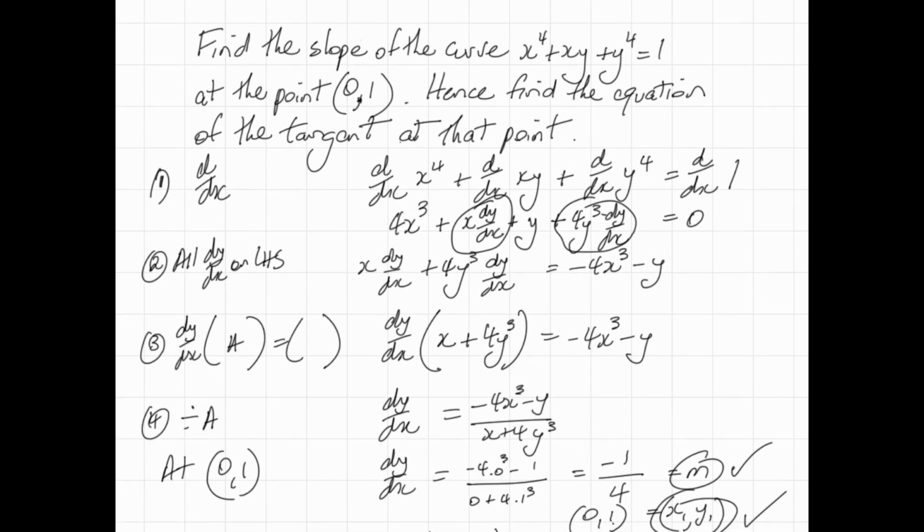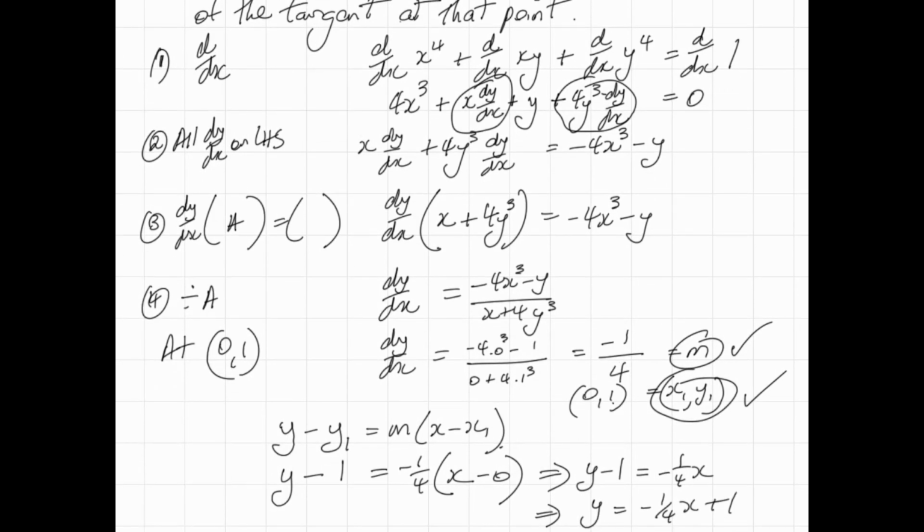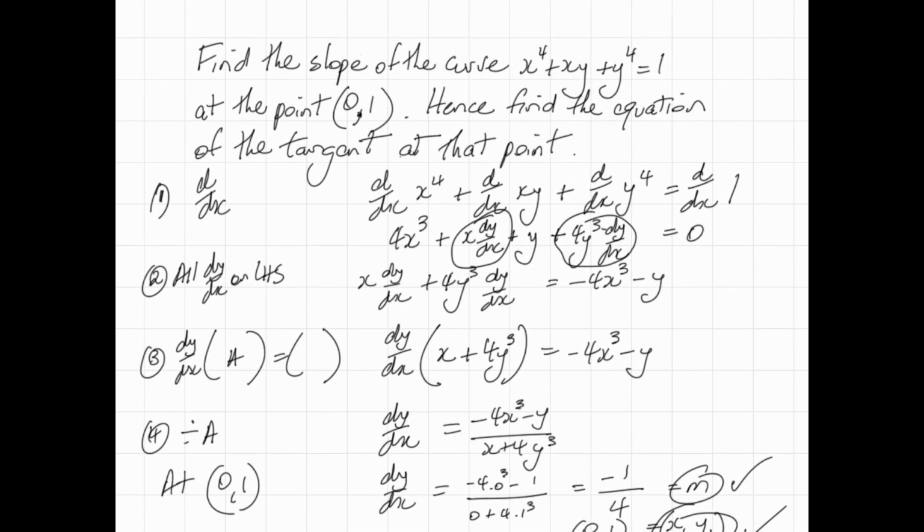Going back and just doing a recap, firstly we need to identify that we've got implicit differentiation going on, and when we see the word slope, we know we're talking about the gradient, which means we've got to find the derivative. When we've got implicit differentiation, we find d/dx, we put all the dy/dx terms on one side and all the other terms on the other. We then factorise out the dy/dx, and divide both sides by the other factor, which in this case was x plus 4y cubed.